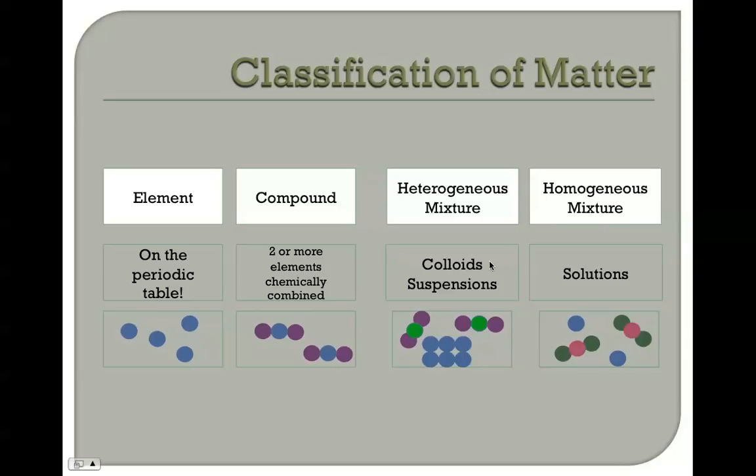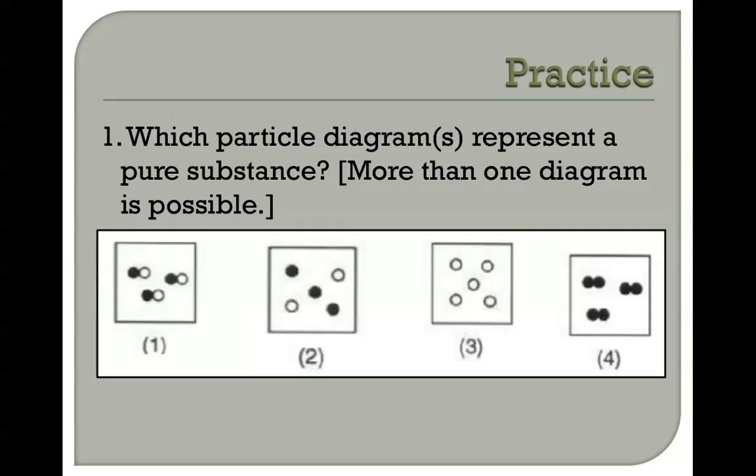Heterogeneous mixture, in class we talked a little bit about colloids and suspensions. Here they're going to be clumped together so that we would see the different types of particles within the mixture. And then a homogeneous mixture, or also called a solution, is going to be evenly dispersed. So even though we have two different types of particles, they're evenly dispersed within the sample. Alright, so that was just a quick little review. So go through these two particle diagrams. You might want to pause it for a minute, try them out, and then check your answers.